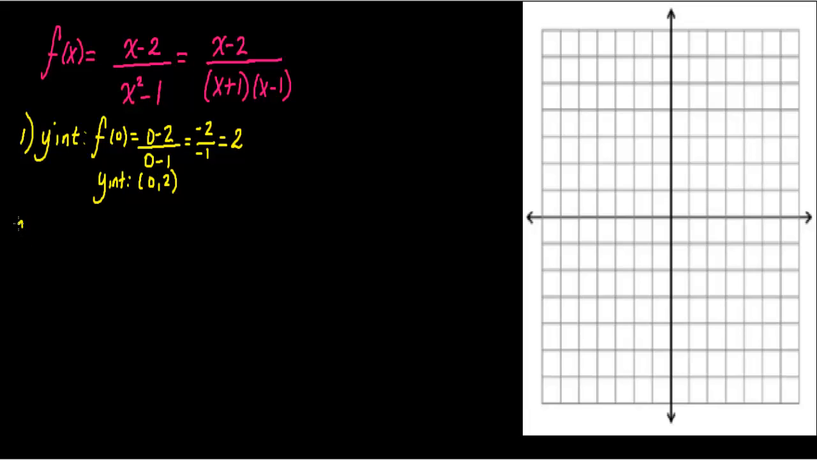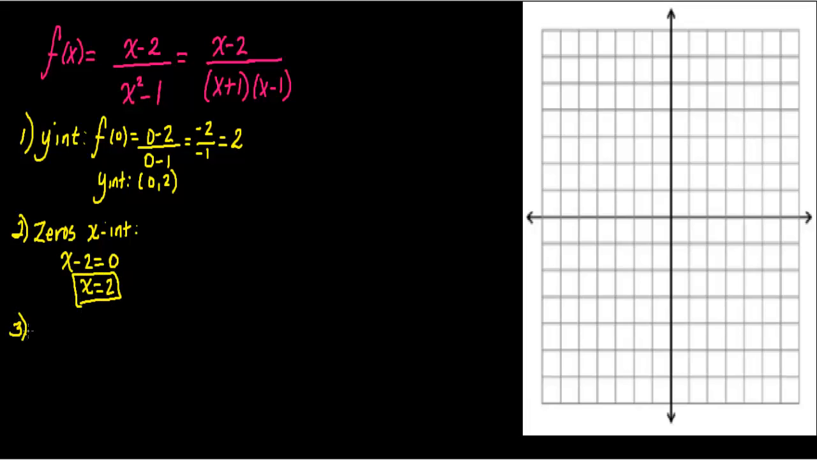Second step, find my zeros or my x-intercepts. And we said that we take the numerator and we set it equal to 0. So my numerator is x minus 2. x minus 2 equals 0. That means x is equal to 2. That will be the only x-intercept in my graph.